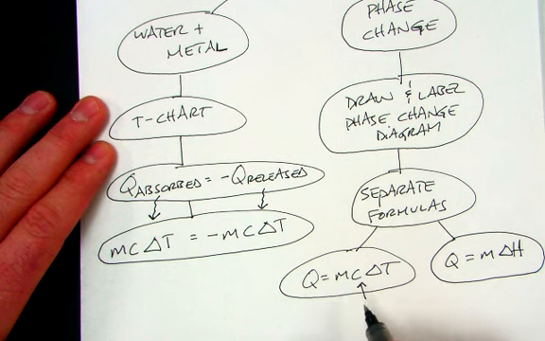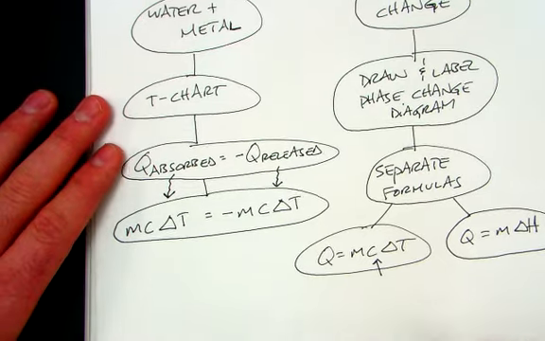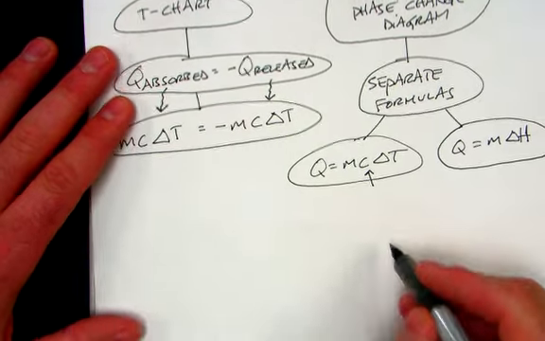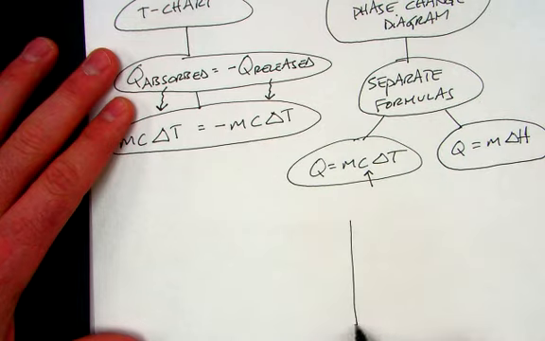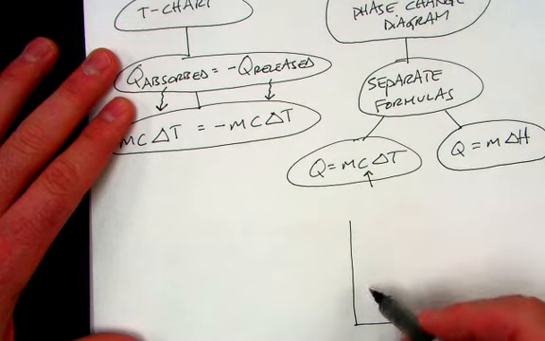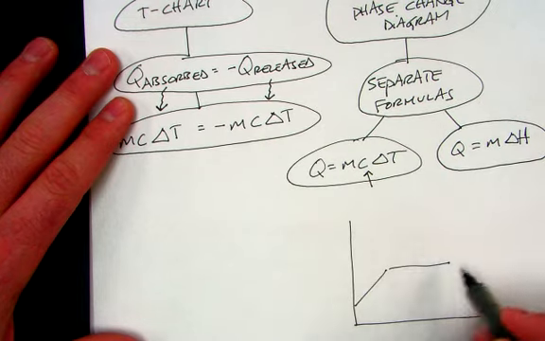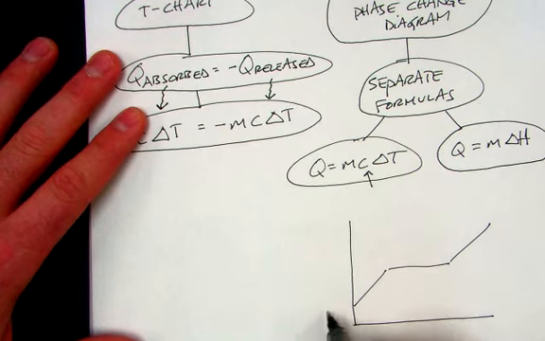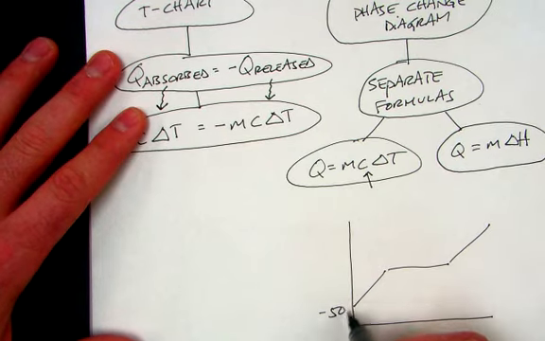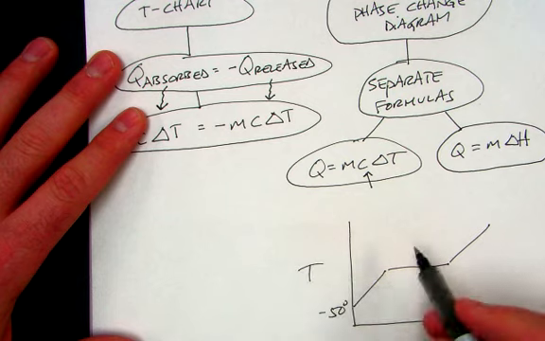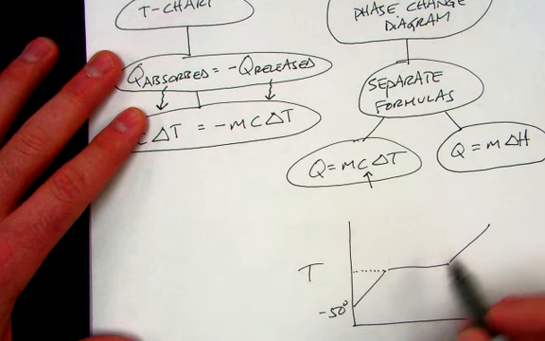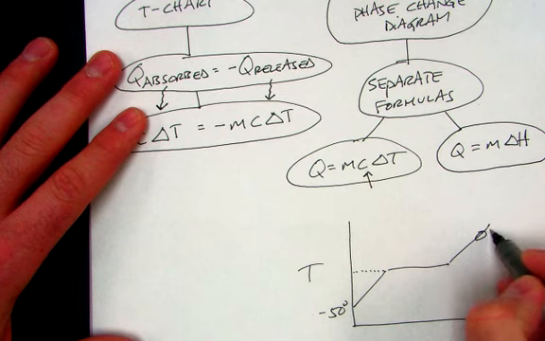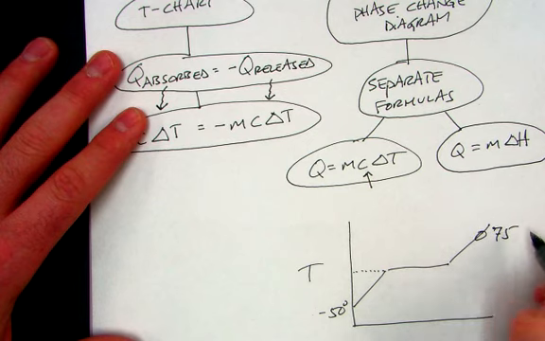Okay? To show you what I mean by the phase change diagram, let's say that we're going from a solid to a liquid. We'd have something like this. Let's say we started out at, say, negative 50 degrees. This is going to be temperature. So we go from negative 50 degrees of ice up to, say, 75 degrees. So I'd label 75 degrees up here.